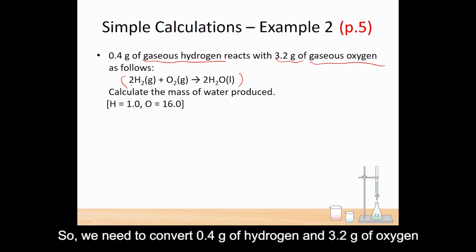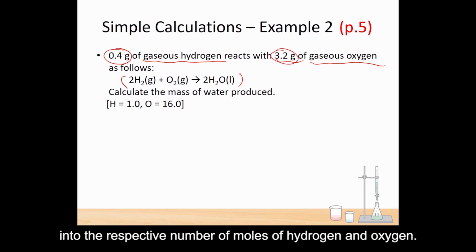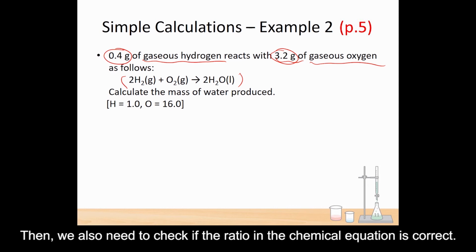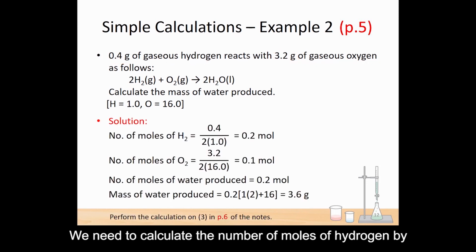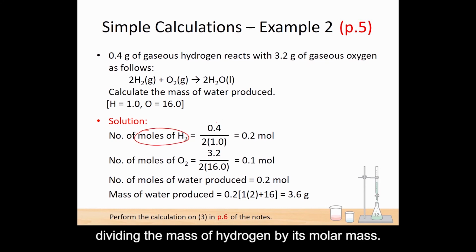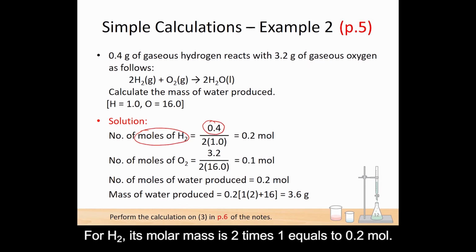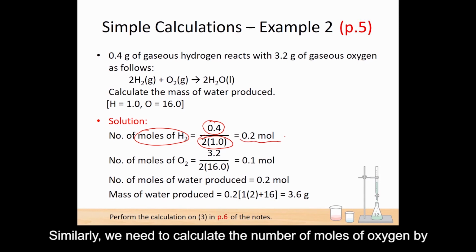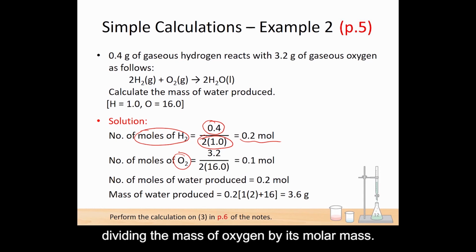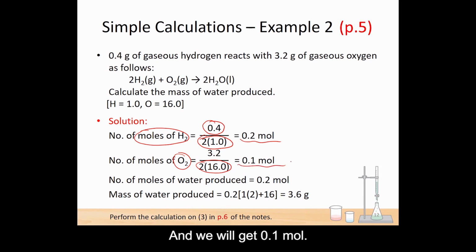So, we need to convert 0.4 grams of hydrogen and 3.2 grams of oxygen into the respective number of moles of hydrogen and oxygen. Then, we also need to check if the ratio in the chemical equation is correct. We need to calculate the number of moles of hydrogen by dividing the mass of hydrogen by its molar mass. For hydrogen molecules, its molar mass is 2 times 1 equals 2, so 0.4 divided by 2 is 0.2 mole. Similarly, we need to calculate the number of moles of oxygen by dividing the mass of oxygen by its molar mass, and we will get 0.1 mole.